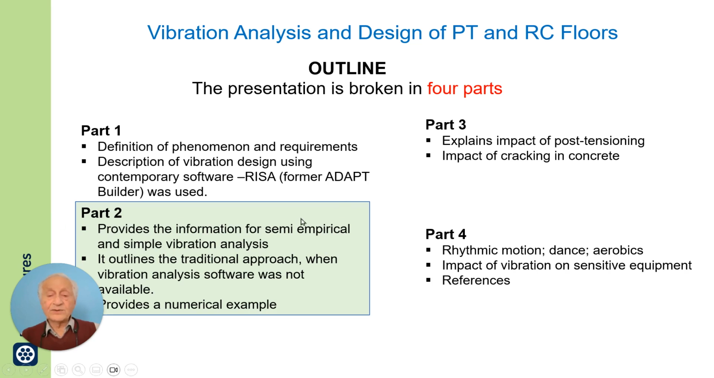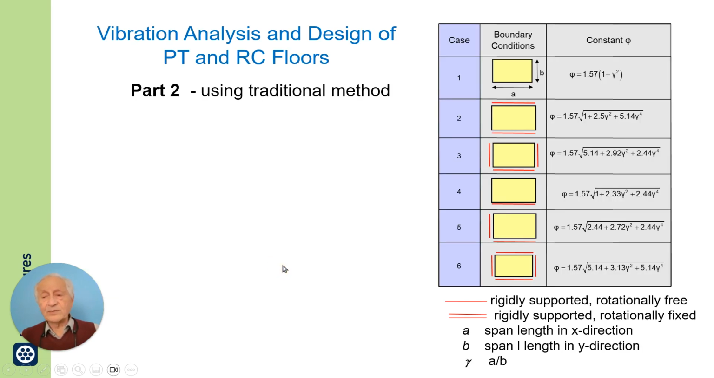Now I'm moving to part 2. Part 2 was definition of the phenomenon and what is the cause of vibration and how you will evaluate it if you use a commercial program. Part 2 is going through the same, but assumes that you don't have access to a computer program. And in the past, when computer programs were not available, the vibration problem existed. So engineers were using alternative methods. And this is what I'm going to do here.